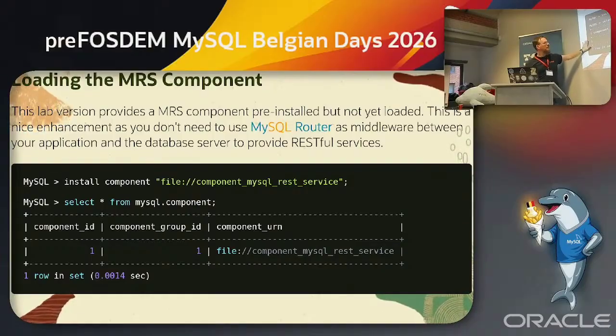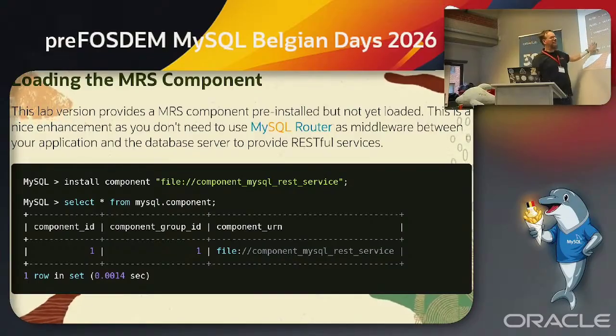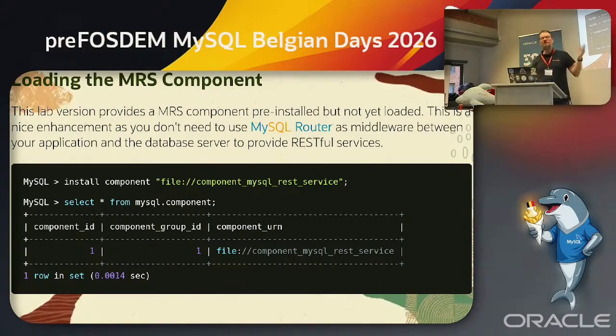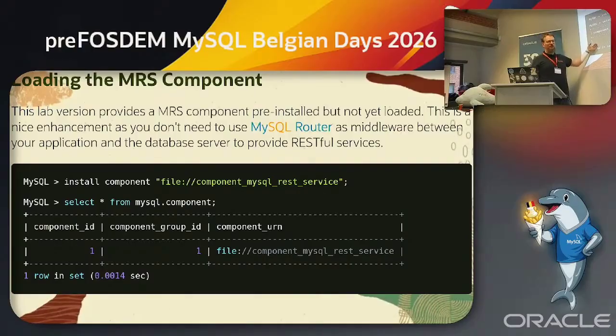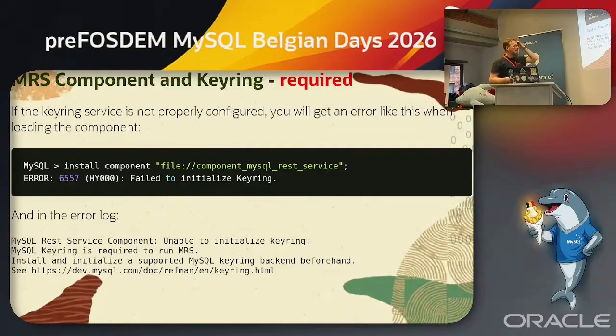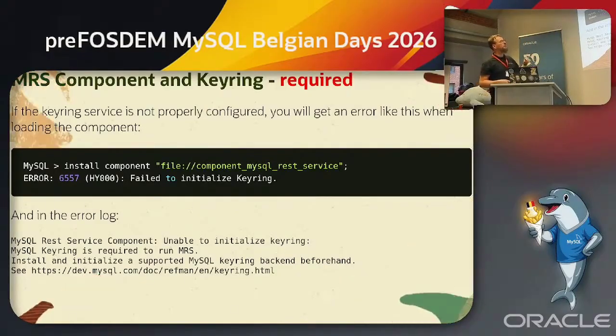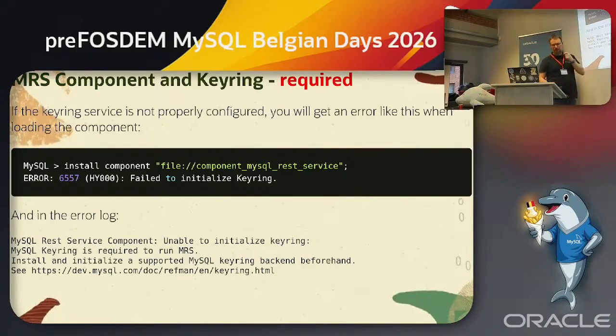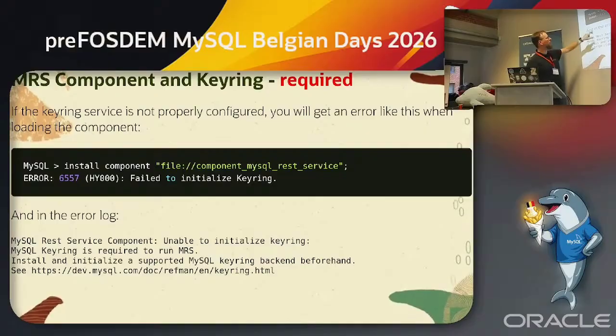No? No, keyring. Where is the keyring component? In fact, when we use a manifest, we don't see it, but it's there. So it's not the only component. We have the keyring component, it's loaded, but we don't see it. But it's needed, it's really required. If you try to install the component MySQL REST Service without having the keyring component, it will fail.